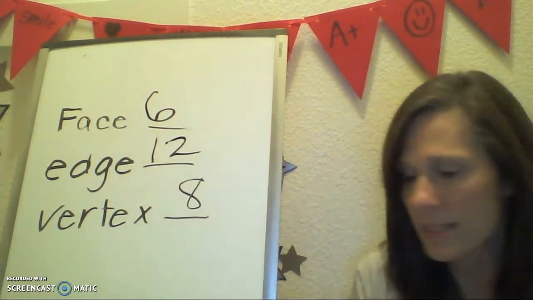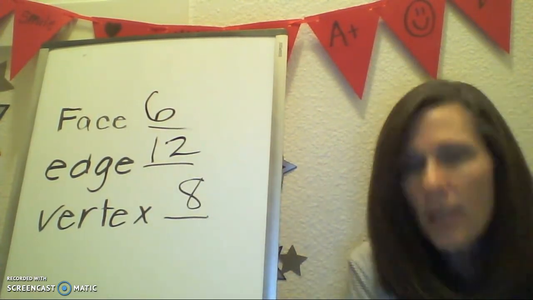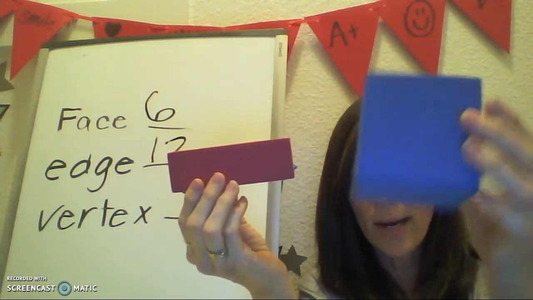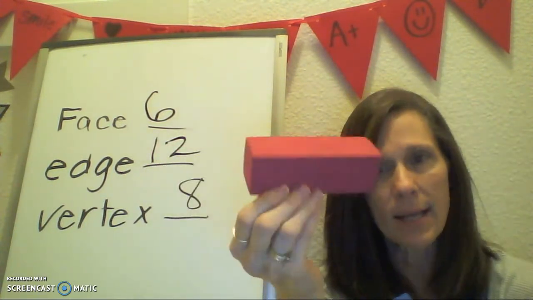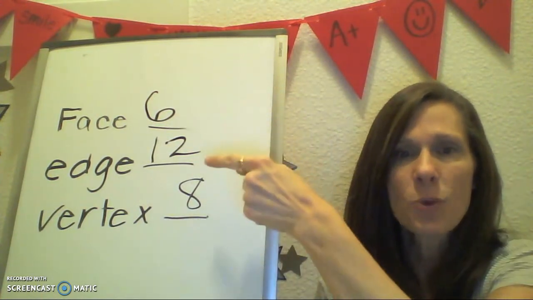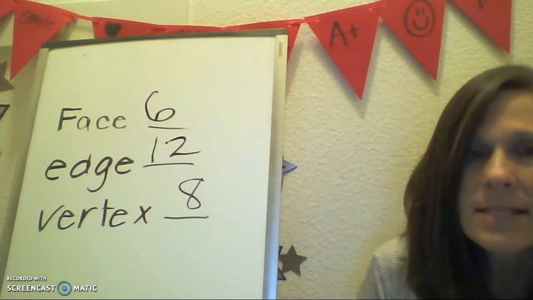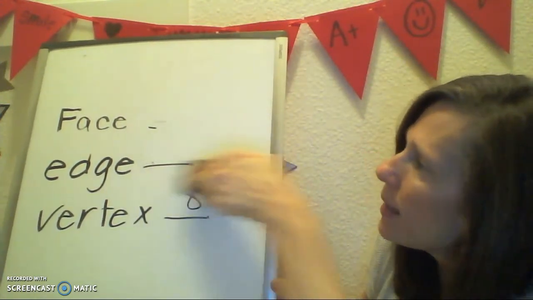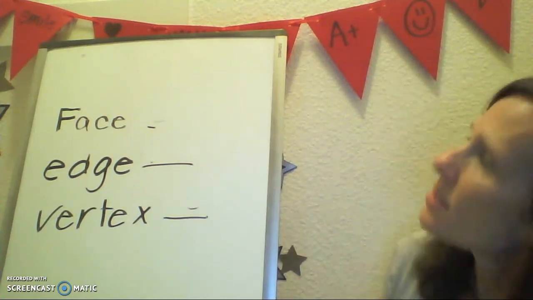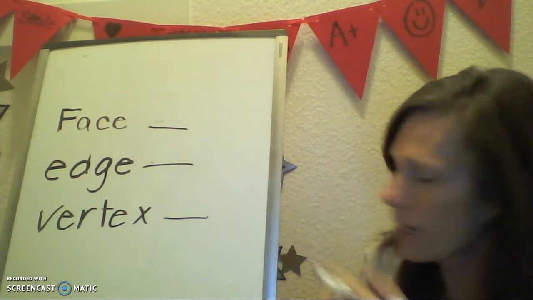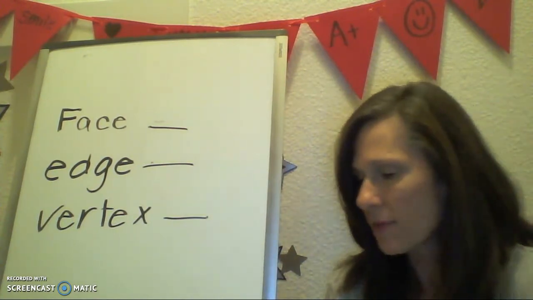Okay, so we can tell right away. We look at the cube and the rectangular prism, right? One is a square on all sides. One is a rectangle on all sides. But they both have 6 faces, 12 edges, and 8 vertices. Okay, so let's go ahead and do the sphere this time. Okay, so let's check out the sphere.